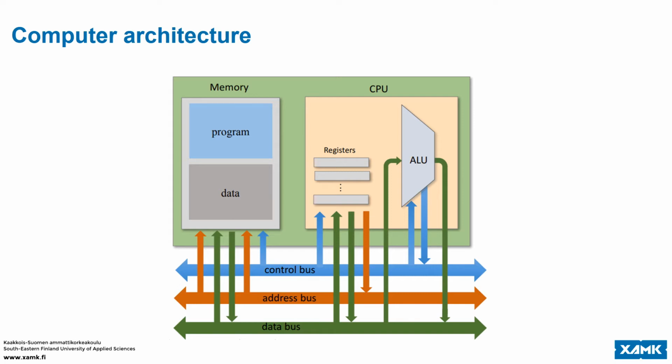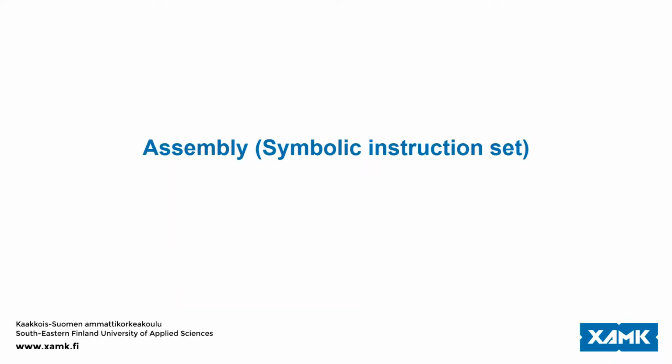Now that we understand more or less how the computer's processing unit is constructed and why it works the way it does, let's look at actual assembly code next. So what does this low-level symbolic instruction set or symbolic instruction code actually look like, and how is it constructed from higher level code?